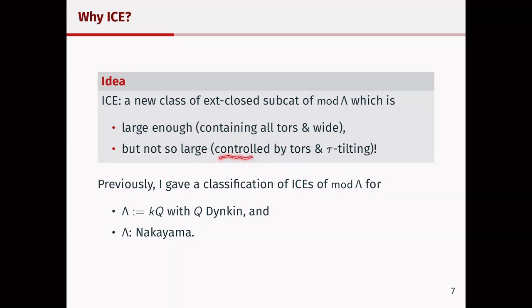In today's talk, I will show that ICE closed subcategories are controlled by torsion classes and tau-tilting theory. Actually, I had obtained a classification result of ICE closed subcategories for particular classes of algebras, hereditary algebras of finite representation type and Nakayama algebras. The motivation of my study is to generalize these results to obtain a general framework for studying ICE closed subcategories.